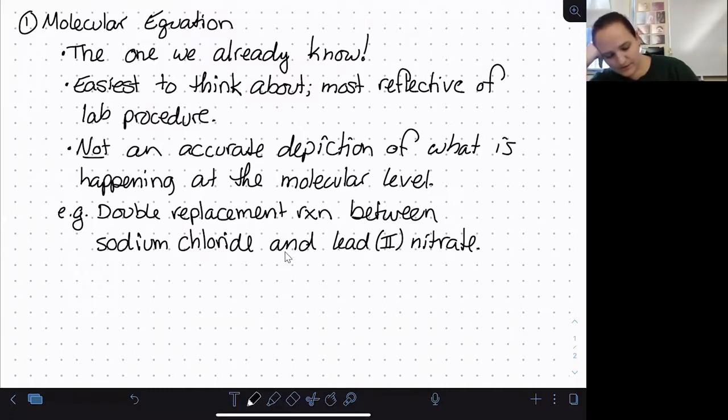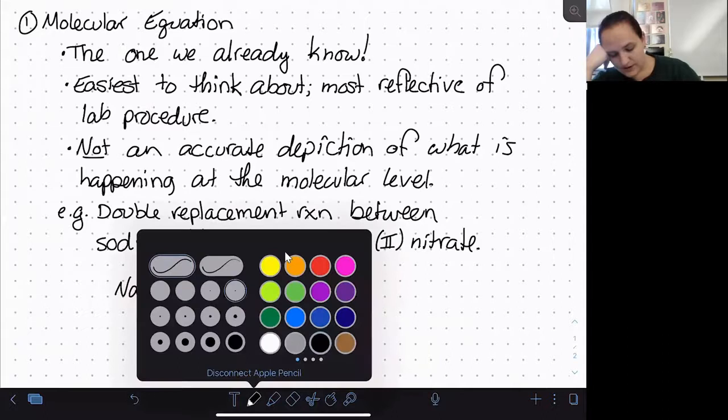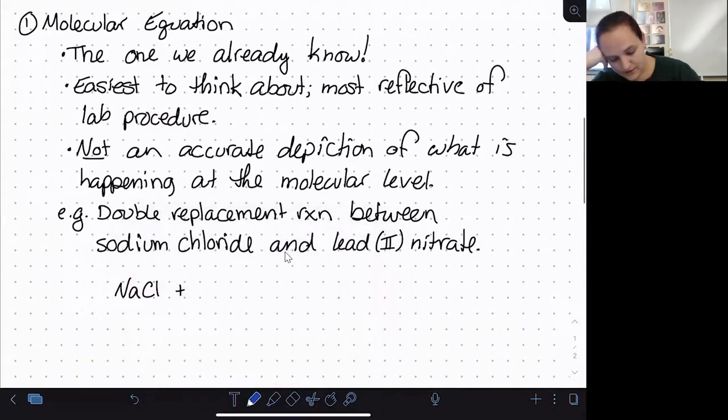So sodium is +1 and chloride is -1, so those will combine in a 1-to-1 ratio. Lead(II), the Roman numeral 2 is telling us the charge. So that is telling us that that is lead with a +2 charge on it. And nitrate is -1. So again, just as kind of reminders here, sodium is +1, chloride is -1, lead is +2, and we know that from the Roman numeral. Nitrate is a polyatomic with a -1 charge.